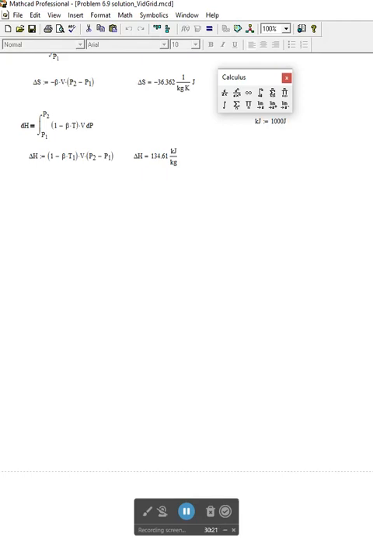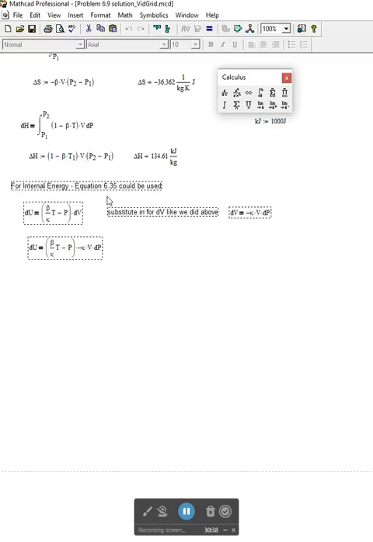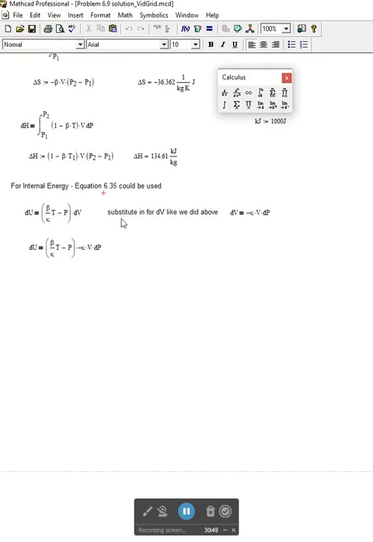So for internal energy, what do we do? Well, there are two approaches that we could take. The first approach, I got some stuff typed out here, let me move it over. We could use equation 6.35. Equation 6.35 says dU is equal to (beta over kappa times T minus P) dV. That's what our equation of state reduces to for this state where we have an isothermal process.